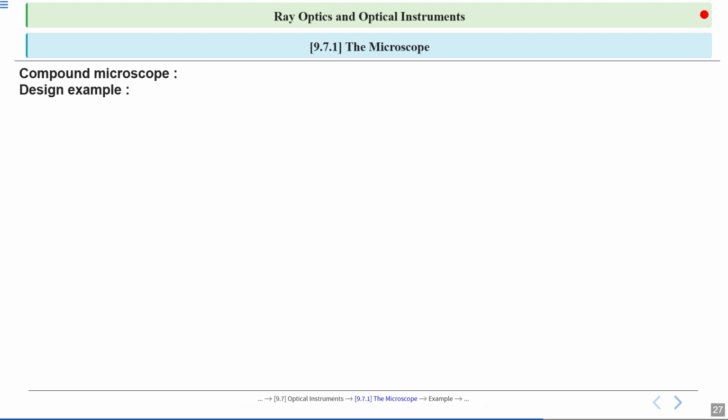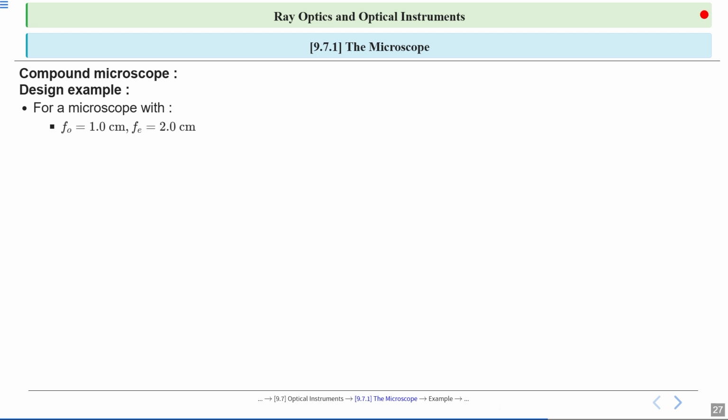So let's start by looking at the design example of a compound microscope. This will help us understand the practical application of the concept we are discussing. So in this example, we have a microscope with specific focal lengths. These are crucial for determining how the microscope magnifies an object. Let's delve into the details.